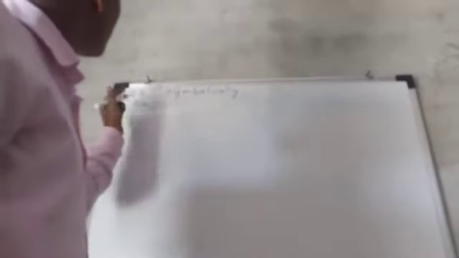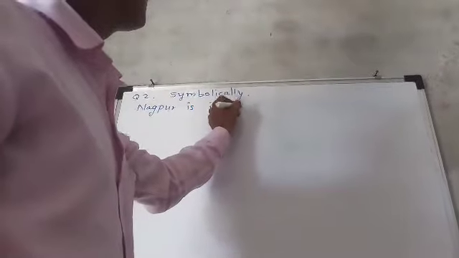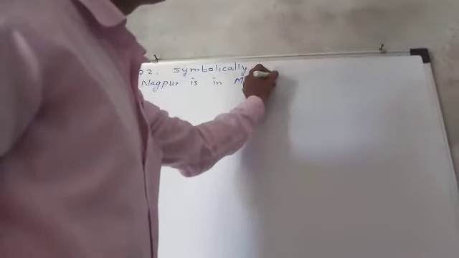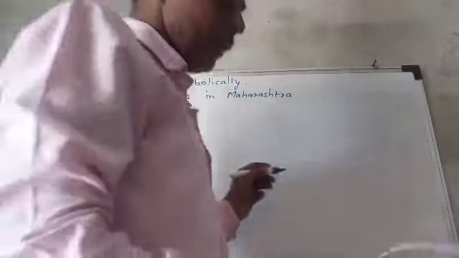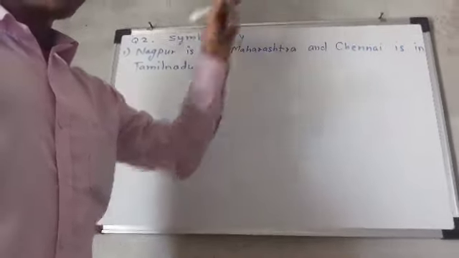First one: Nagpur is in Maharashtra and Chennai is in Tamil Nadu. This is a compound statement connected by and, which is called conjunction.